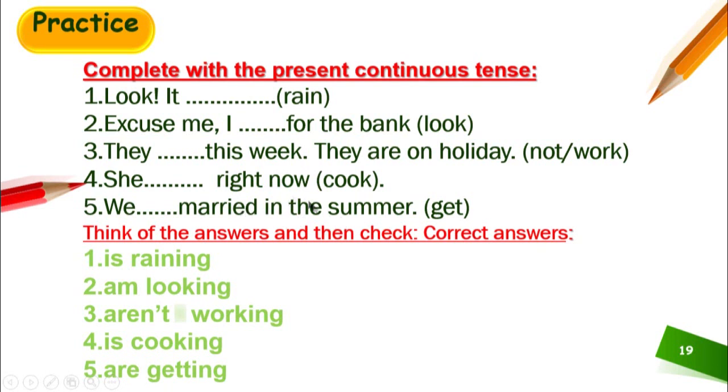Because it's an arrangement, a plan for the near future, in the summer, I will use get in the present continuous. And remember, here with get, we double T because, as we said, the last letter is preceded by a short vowel. I wish that you got full marks. Please pay attention to the mistakes if you made one or more, and try to avoid them in your upcoming practice.